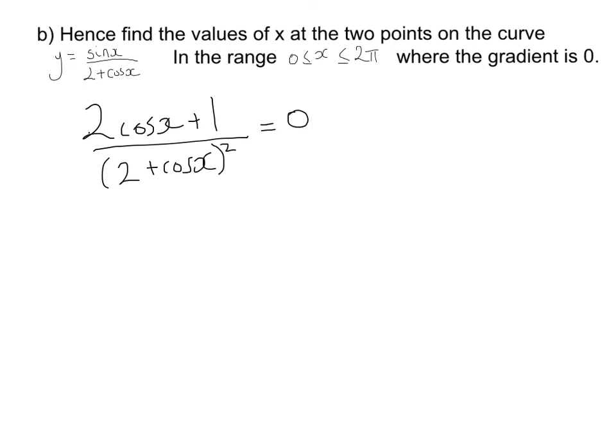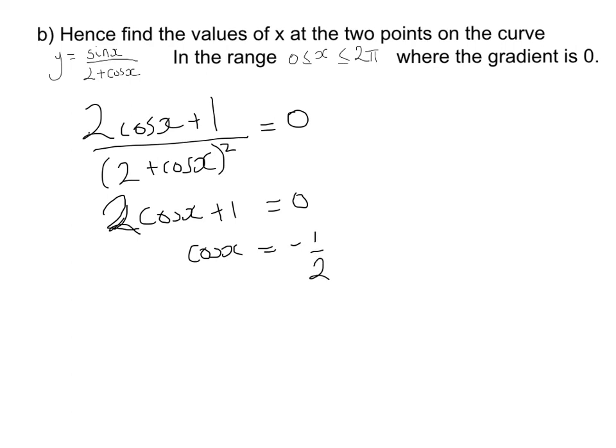Well, we know that the denominator can't be 0. In order for this to be 0, the numerator has to be 0. So we know that 2 cos x plus 1 equals 0. So cos x equals negative a half.